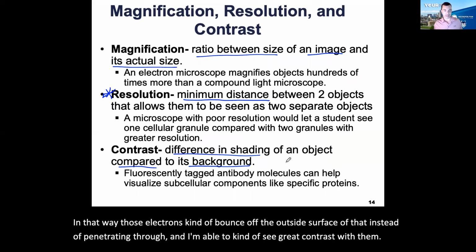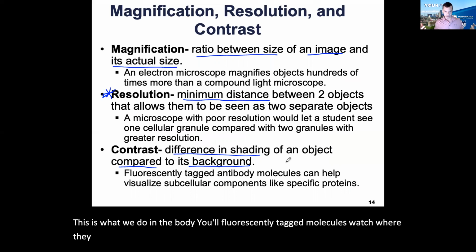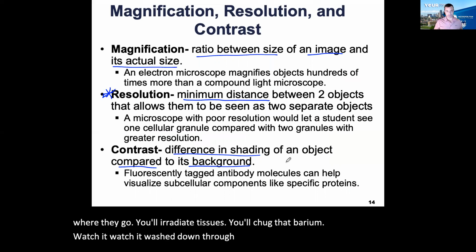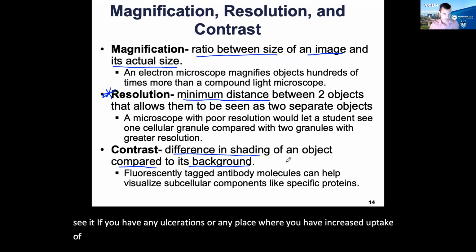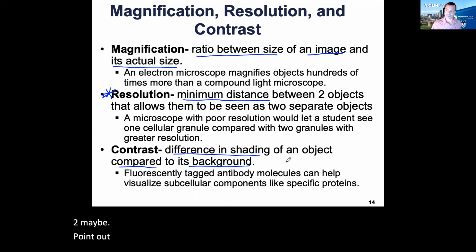This is what we do in the body. You'll fluorescently tag molecules and watch where they go. You'll irradiate tissues. You'll chug that barium, watch it wash down through your digestive tract, and you'll be able to see if you have any ulcerations or any place where you have increased uptake of that barium and increased activity, to maybe point out potential issues, cancer, tears, anything along those lines. So contrast is used quite a bit in the medical field.